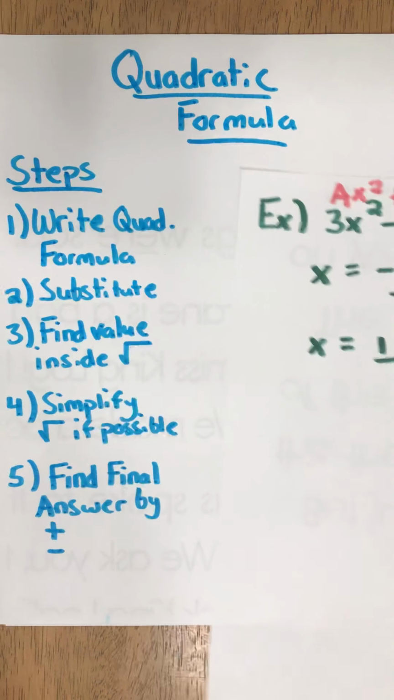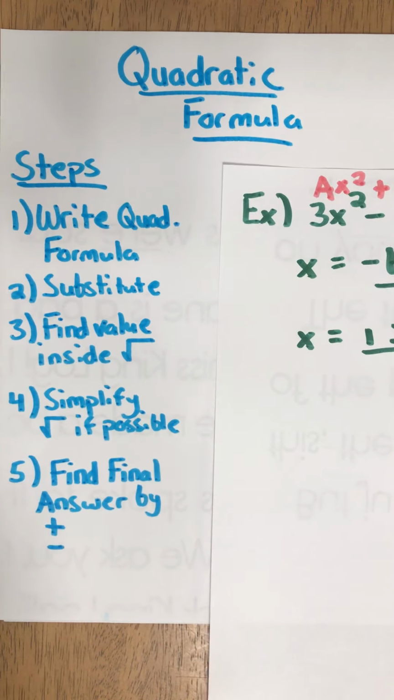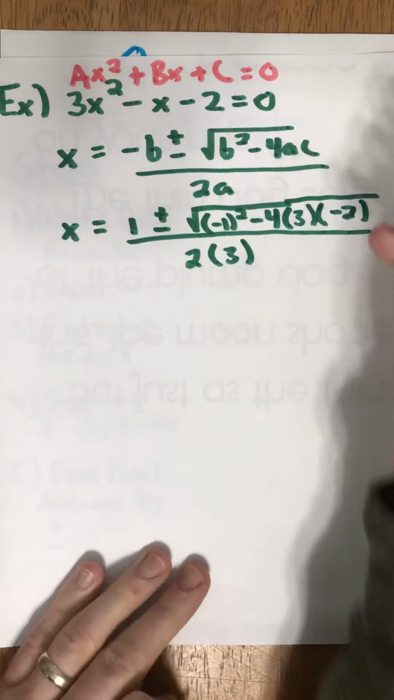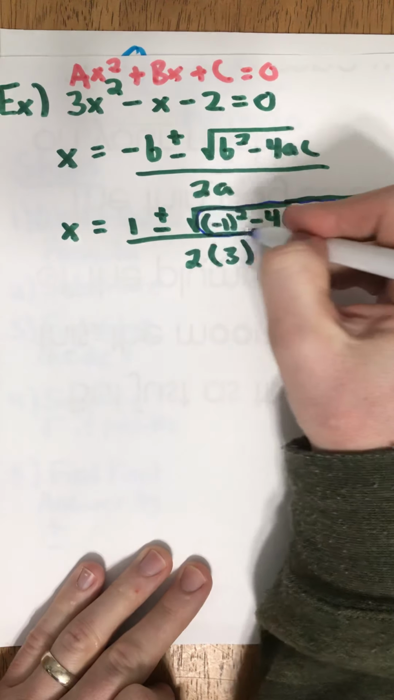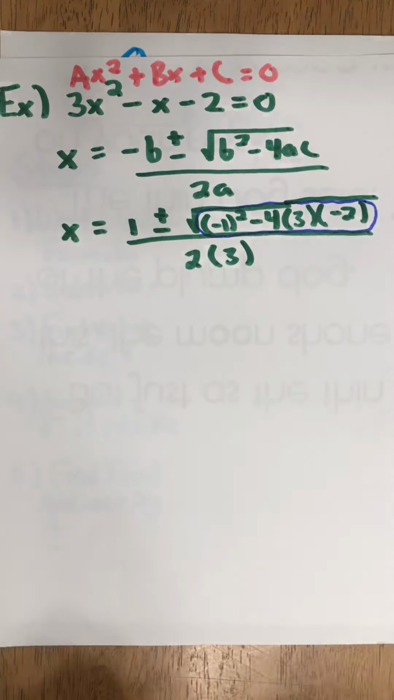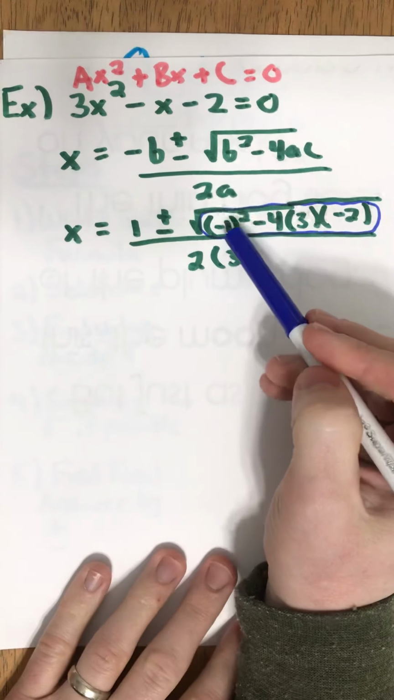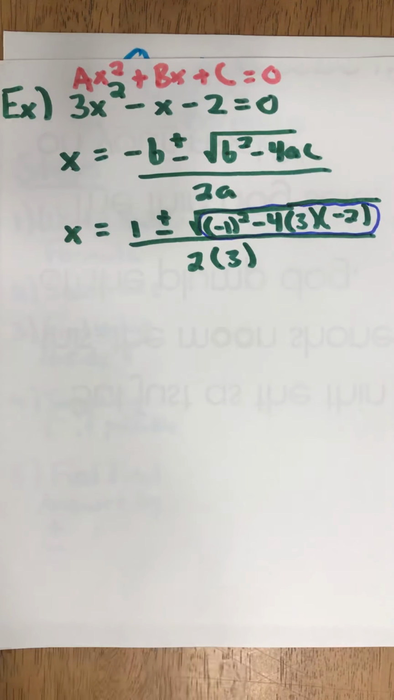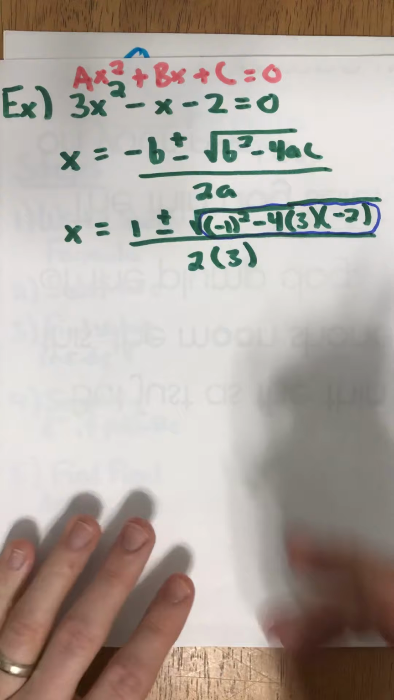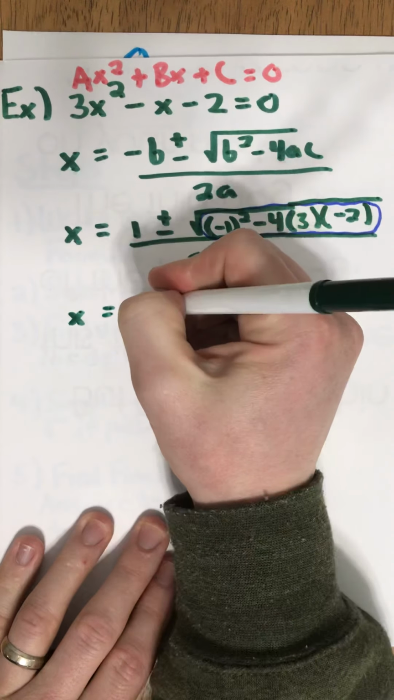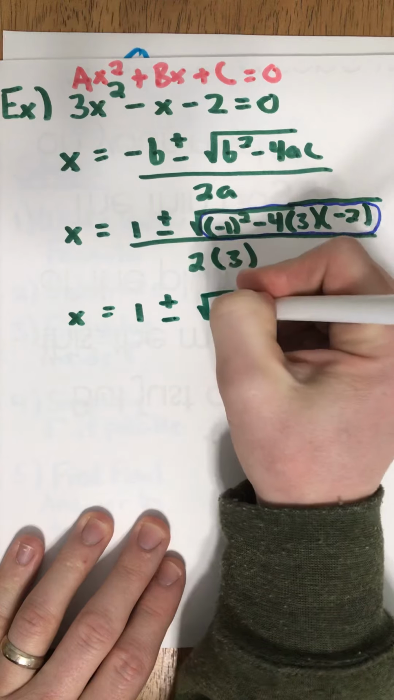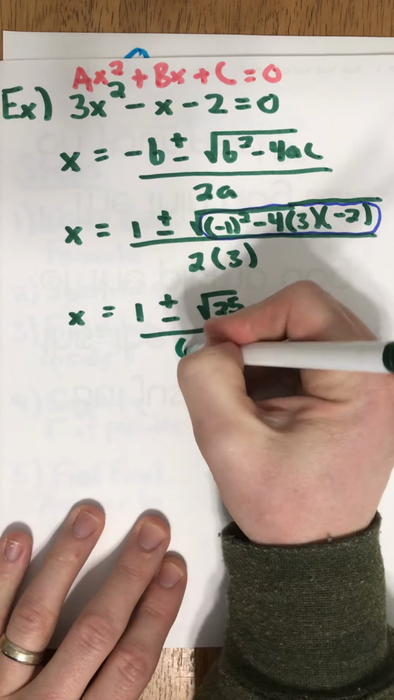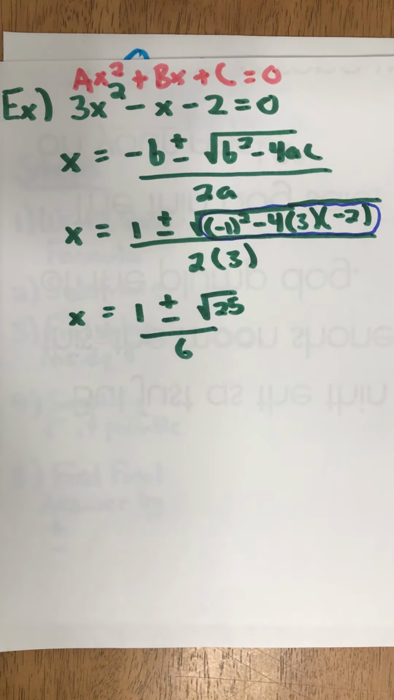Now, my third step: find the value inside the square root, or the radical. So we're going to look at my radical here, and I'm just going to find the value of what's inside of here. So don't put the radical inside your calculator, but just type in your calculator negative 1 squared minus 4 times 3 times negative 2. What we're going to end up with, I believe, is 25. So it's 1 plus or minus the square root of 25, divided by 2 times 3, which is 6.